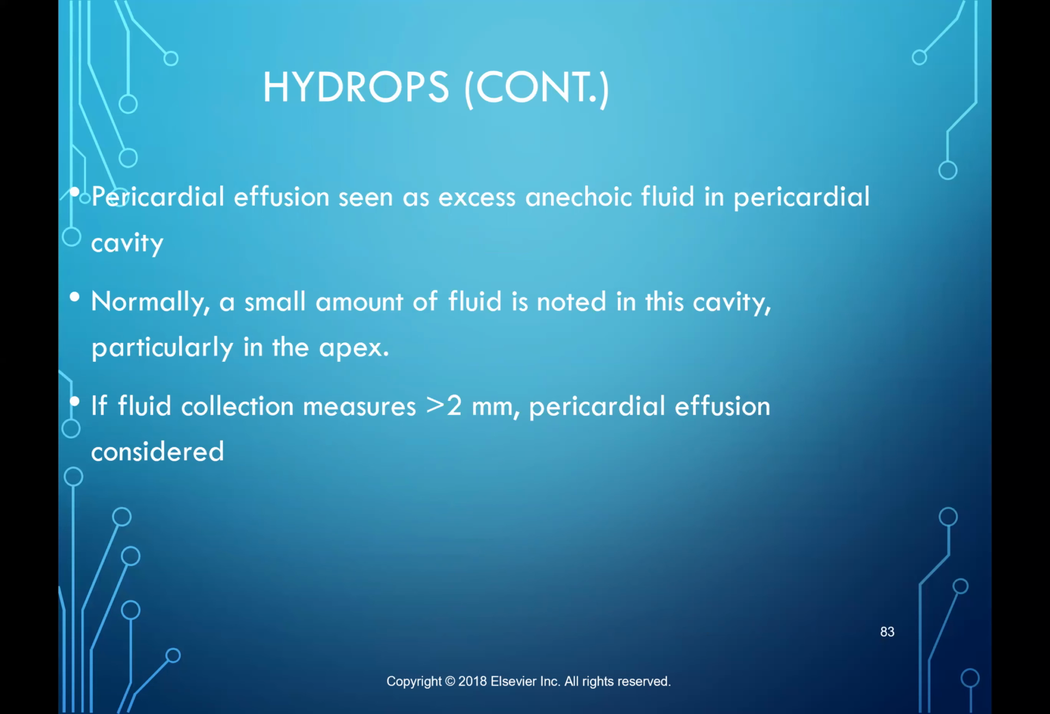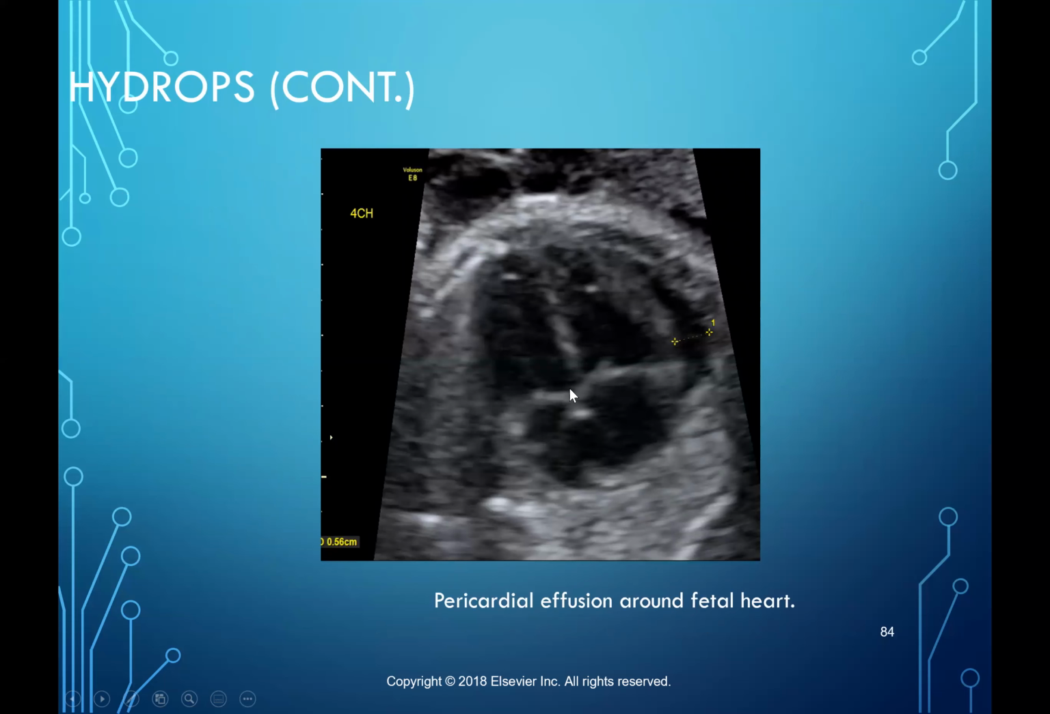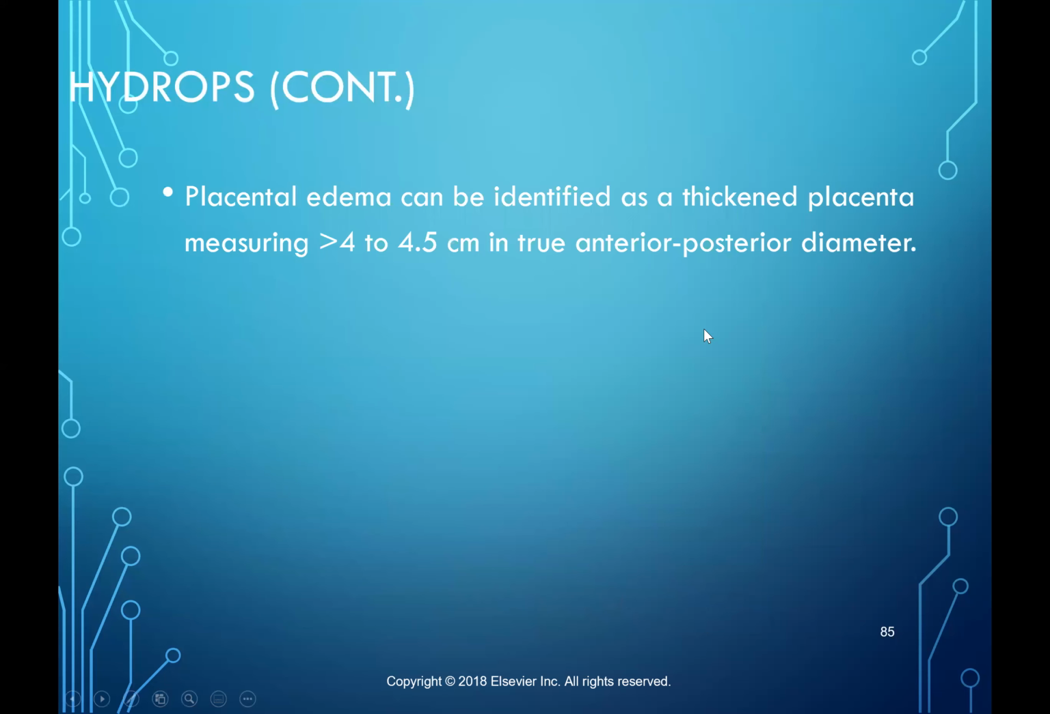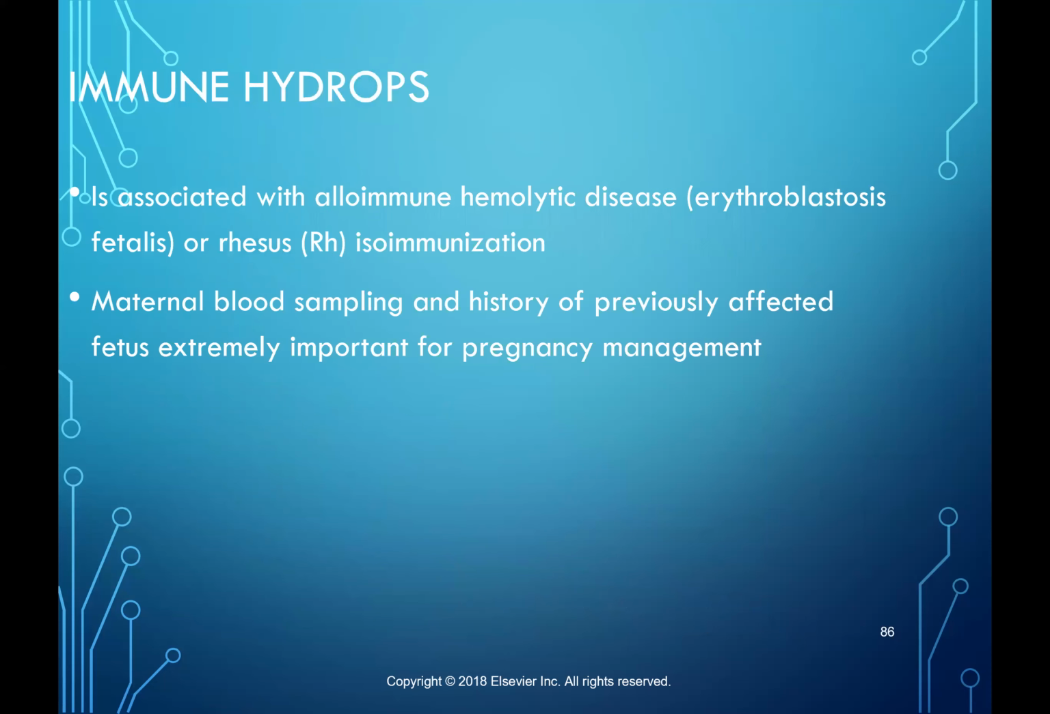Pericardial effusion is seen as excess anechoic fluid in the pericardial cavity. If it's greater than 2 millimeters, it's called a pericardial effusion. So this is a little 4-chamber heart here, and this is fluid around there. Placenta edema can be seen as a thickened placenta greater than 4 to 4.5 centimeters.